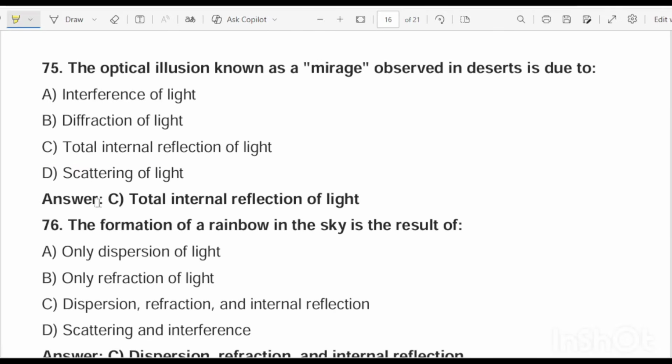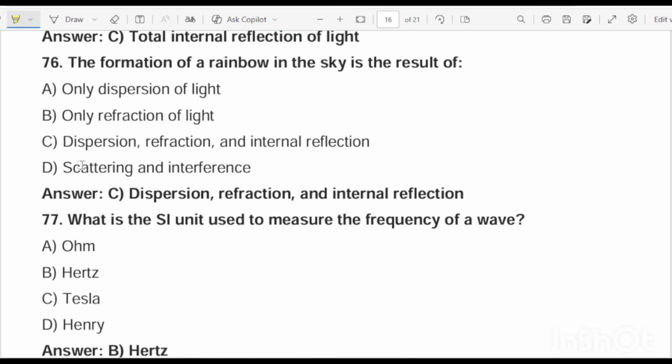Next question. The optical illusion known as a mirage observed in deserts is due to. Correct option. Total internal reflection of light. So option C is the correct option.